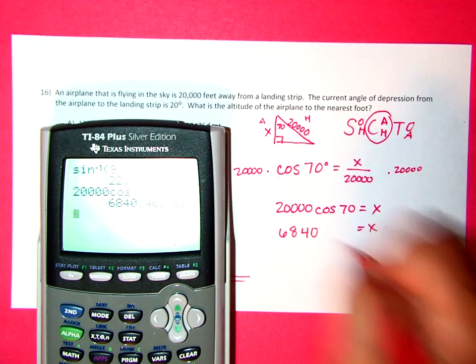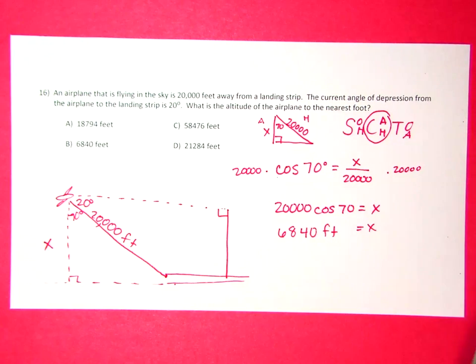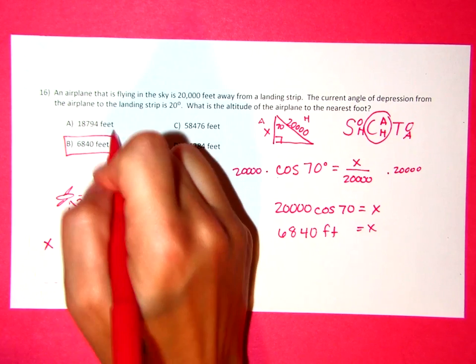6,840, and it says to the nearest foot, so we're going to leave that as to the nearest foot. So that means that this plane is probably landing right now, which is answer choice B.